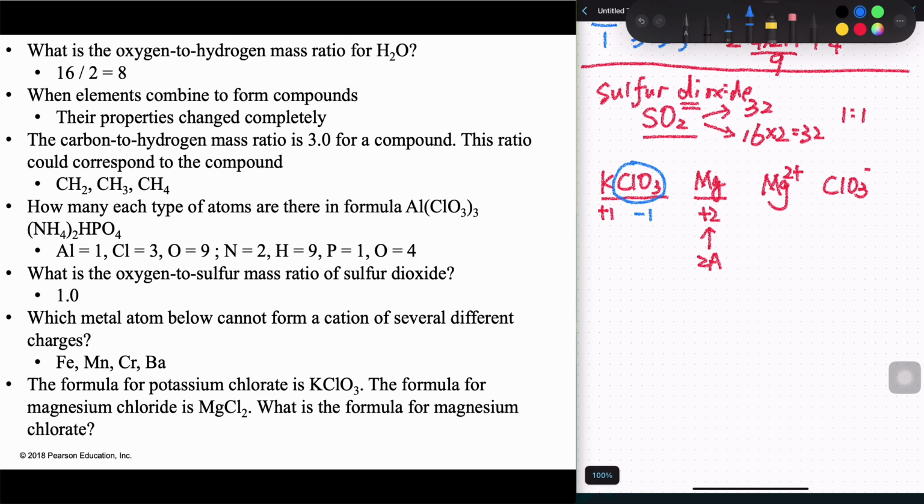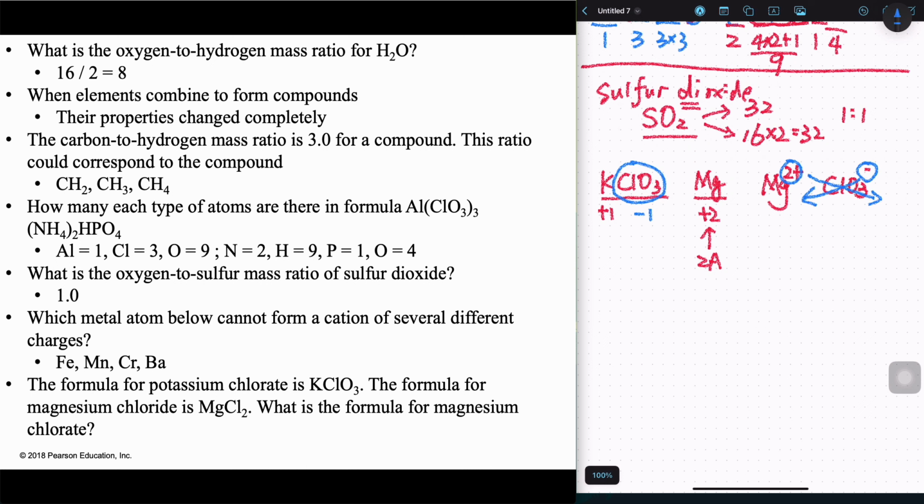Remember how we solved this type of question? We just swap the position of the charges. So the compound that will be formed in a charge neutral state will be magnesium chlorate, Mg(ClO3)2.